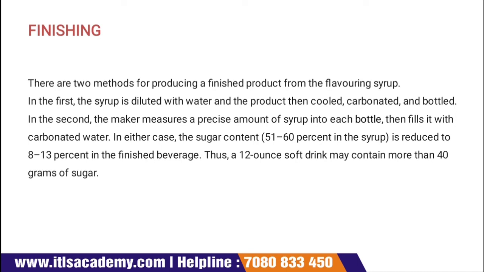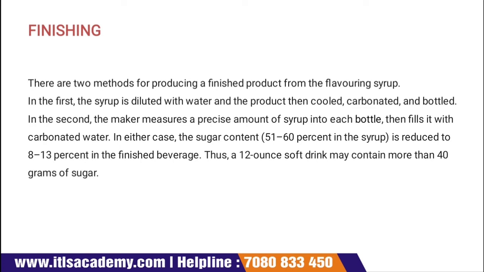तो बेसिकली हम जो फिनिशिंग करते हैं, जिसमें हम फिनिश प्रोडक्ट को प्रोड्यूस करते हैं फ्रॉम फ्लेवरिंग सिरप, तो बेसिकली हम 2 वेज से करते हैं. The first is the syrup is diluted with water. सिरप को डाइल्यूट करते हैं वाटर के साथ, और उसको कूल करने के लिए रख देते हैं. देन दे आर फर्दर कार्बोनेटेड एंड फर्दर दे आर बॉटल्ड. In the second, the maker measures a precise amount of syrup into each bottle. Then they fill it with carbonated water. उसके बाद carbonated water से वो fill हो जाता है.